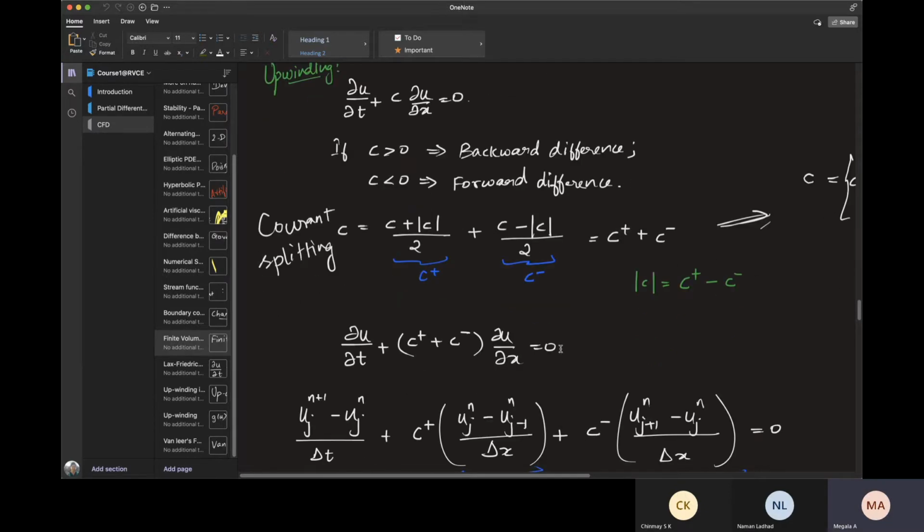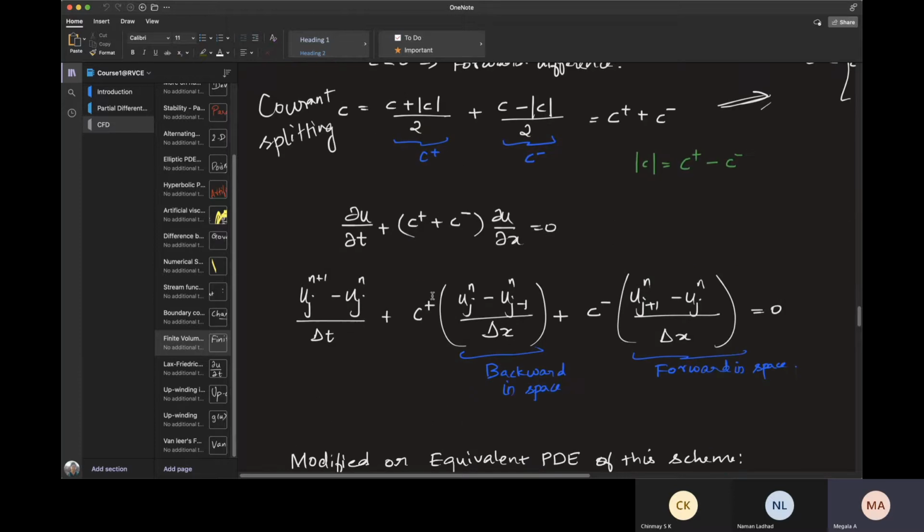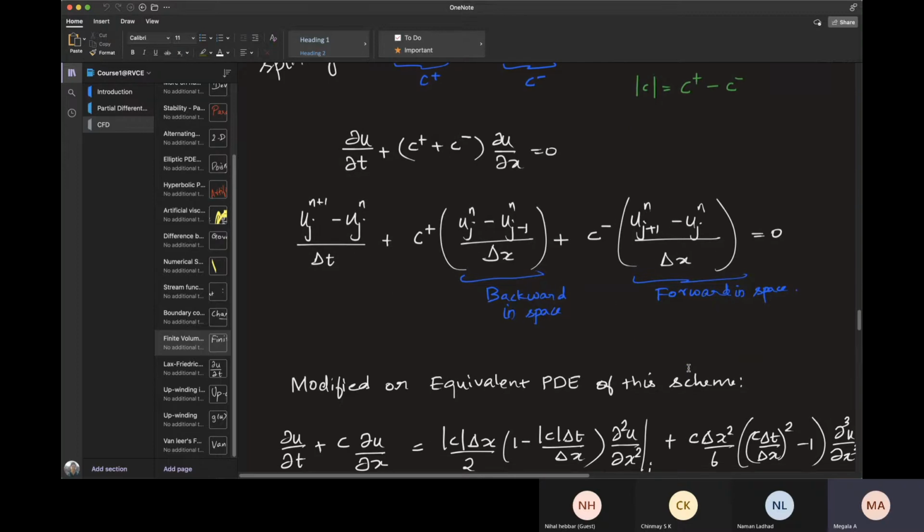This is upwinding for a simple linear conservation law wherein we did Courant splitting. That is, this variable C can be split up into positive and negative quantities. C plus will always be positive and C minus will always be negative. And then we can use C plus plus C minus in place of C. For the contribution from C plus, we can do backward differencing in space, and for the derivative contribution from C minus, we can do forward in space. That way we get pure upwinding.